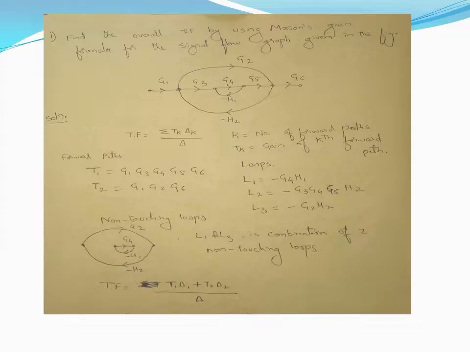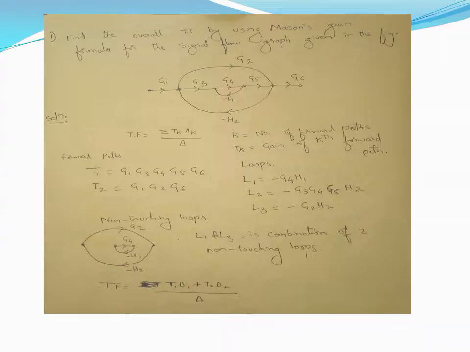Then we have plus combination of 2 non-touching loops, and so on. We have combination of 2 non-touching loops, that is L1 and L3. So L1 into L3, and we don't have 3 non-touching loops, and we need to calculate delta 1.